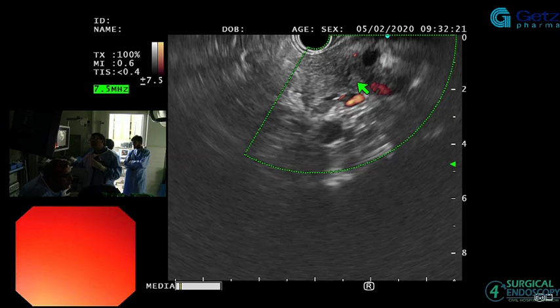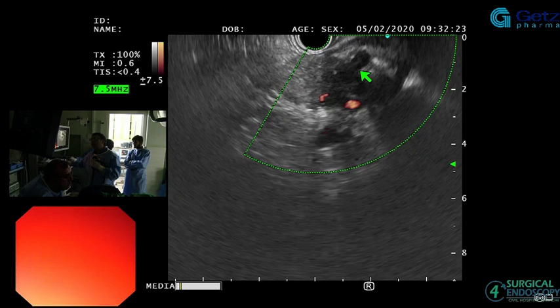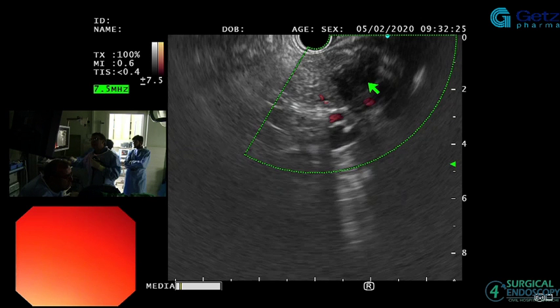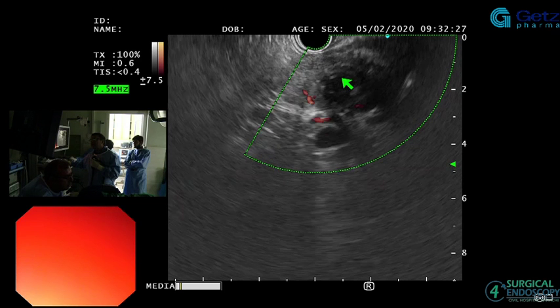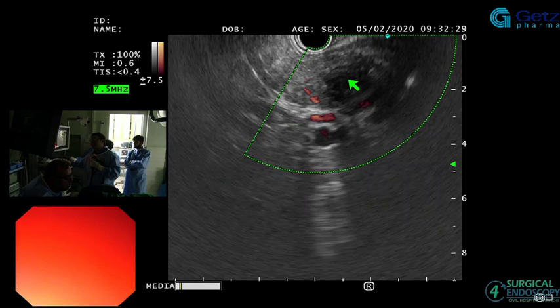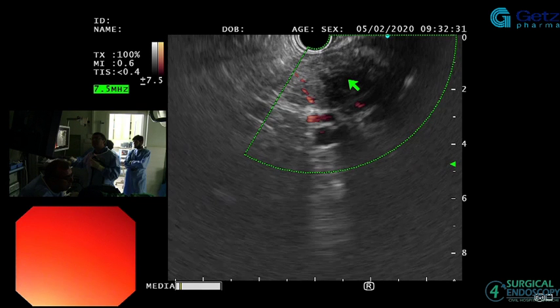You see that? Is there a stent as well there? Yeah, there are stents. These are cyst gastrostomy stents. By the way, I took out the PD stent already. Okay. So these are cyst gastrostomy stents. You see that is just sitting right there.